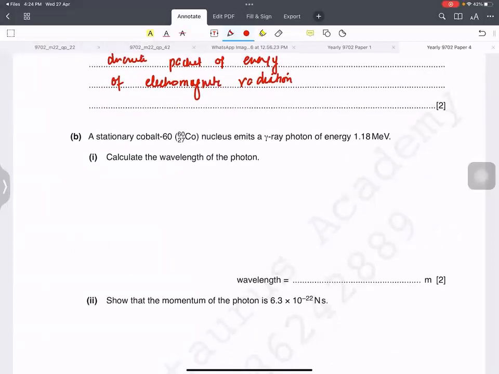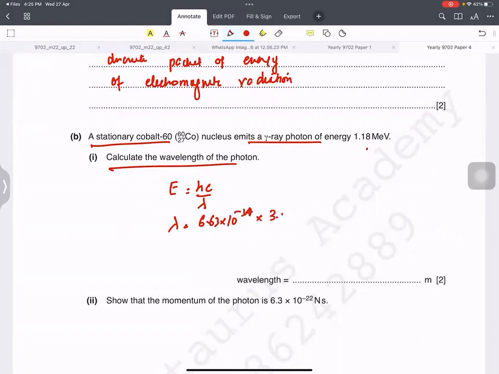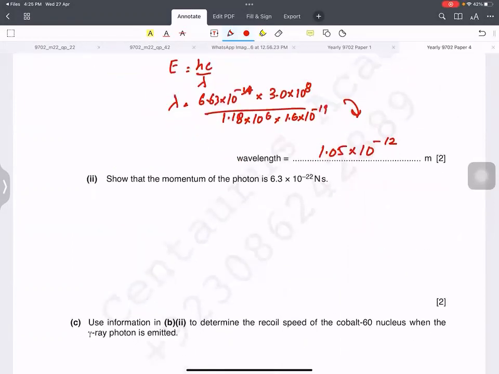Now, it says cobalt emits gamma ray photon. Calculate the wavelength. E equals hc upon lambda. You want to find wavelength? H is 6.63 times 10 raised to minus 34 times 3.0 times 10 raised to 8 divided by E is 1.18 times 10 raised to 6 times 1.6 times 10 raised to minus 19. Okay. And the answer is 1.05 times 10 to the minus 12. Very good.